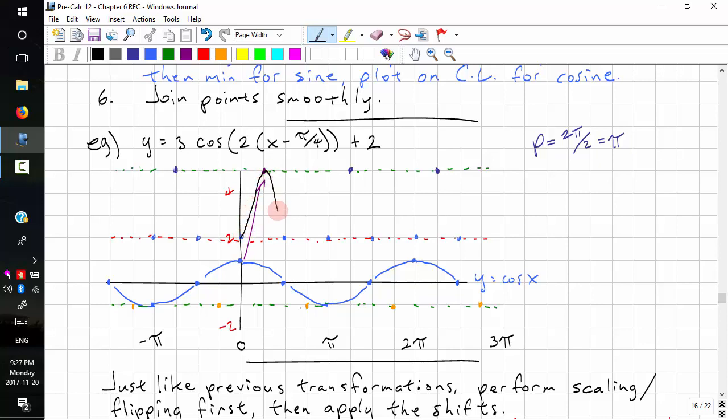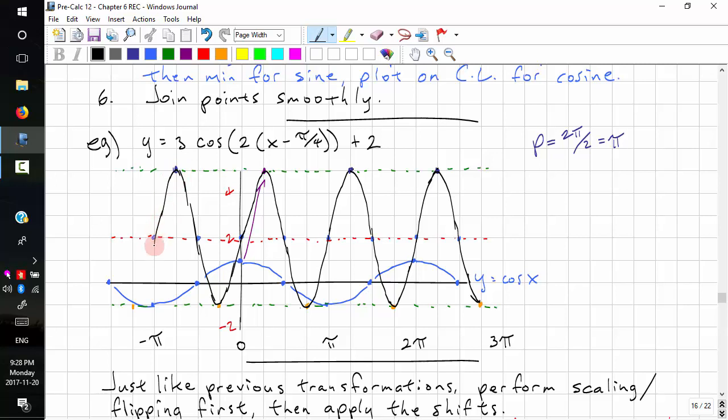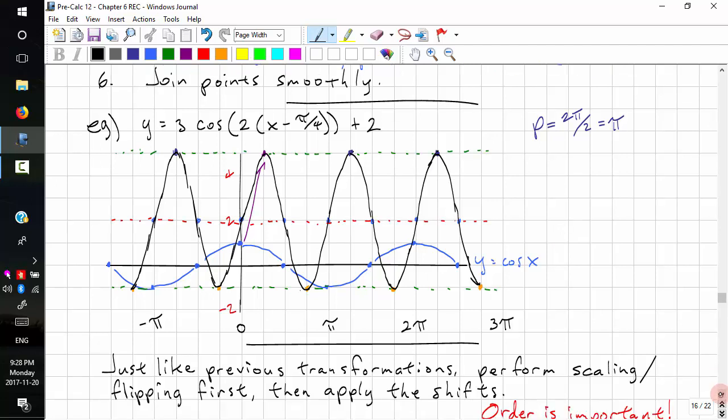So up, down, down, up, down, up, down, and then we can stop there. And down, up. Make sure these peaks are curves and not corners. And we can stop there as well. Okay, I think that was pretty simple. If you're comfortable doing it that way, go ahead and do it that way.